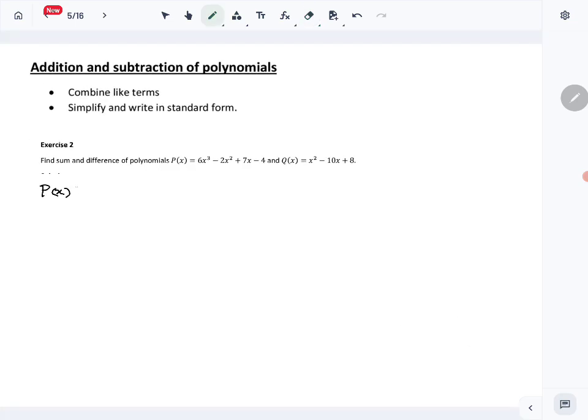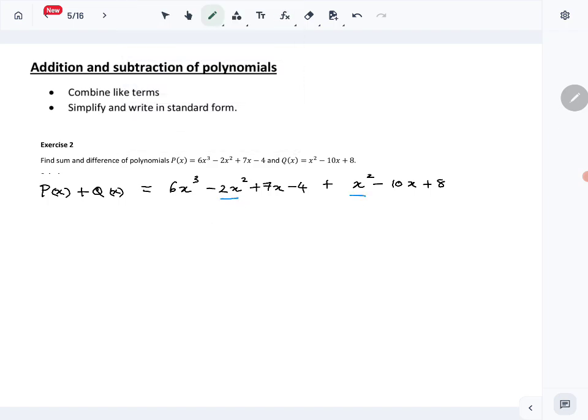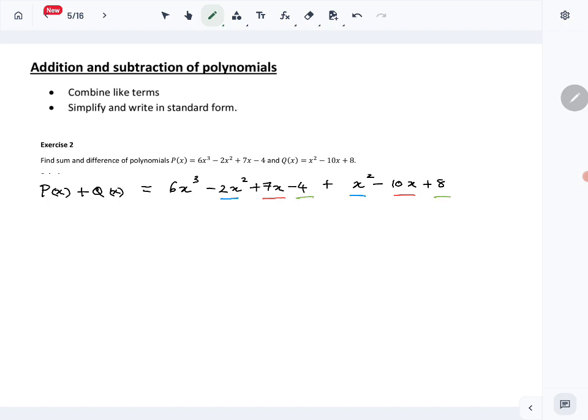So p(x) plus q(x). What is that going to be? So first write it down. 6x cubed minus 2x squared plus 7x minus 4 plus what? x squared minus 10x plus 8. Now add the like terms. So combine the like terms. So what are the like terms? x squared terms, then x terms, then the constant terms. So let's do that. Right.